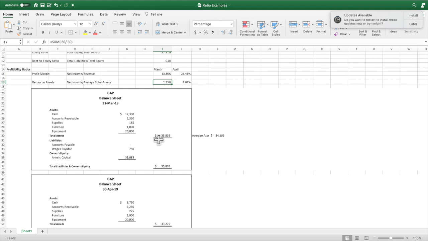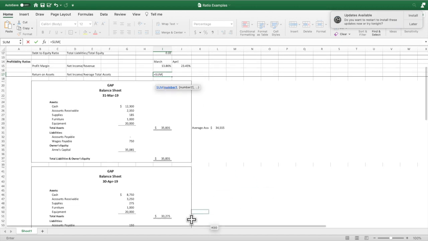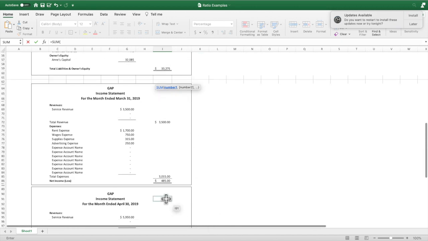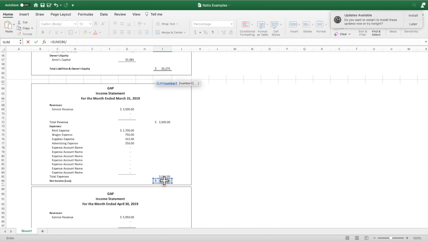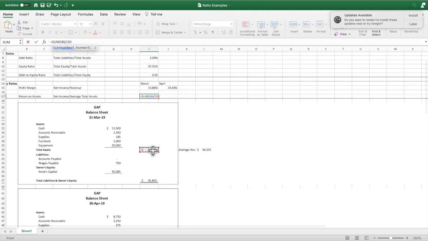Since March was Greater Athletic Performance's first month of operations, we're just going to take their total assets. All right? So we do net income divided by total assets, equals sum of net income divided by total assets. And we get 1.35%.